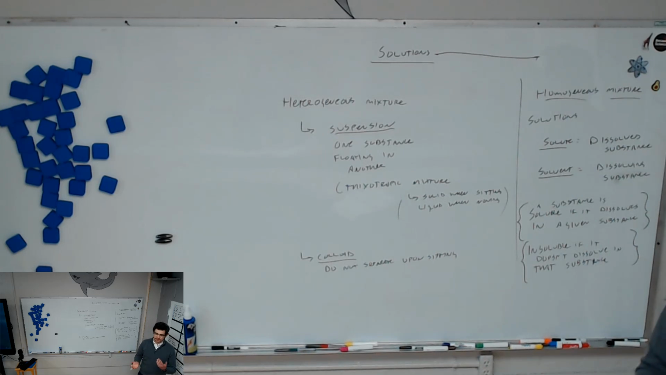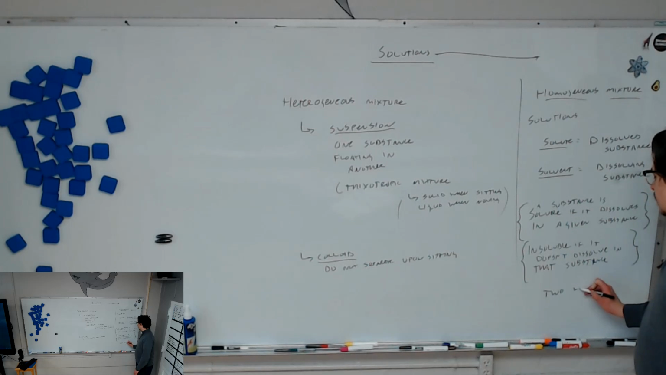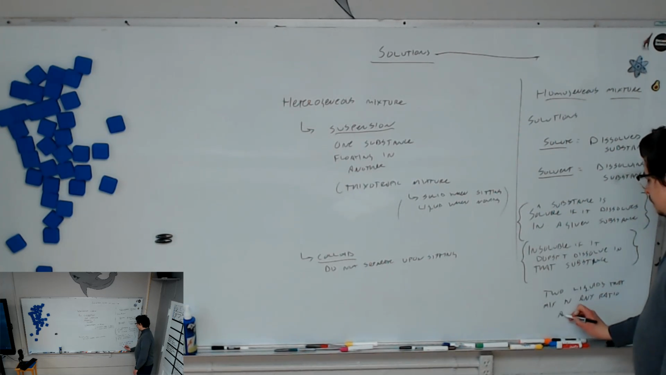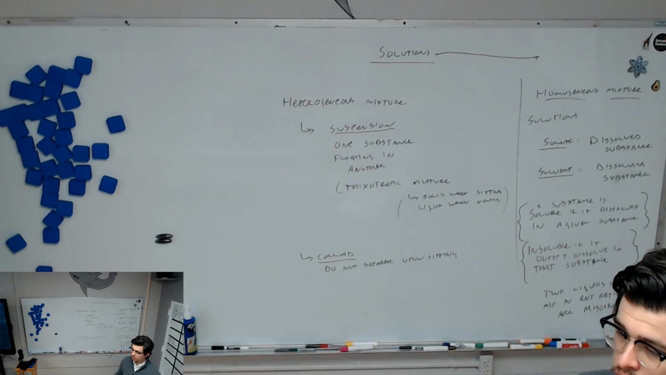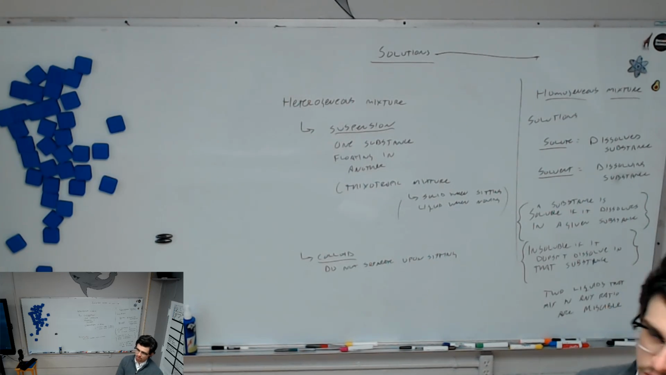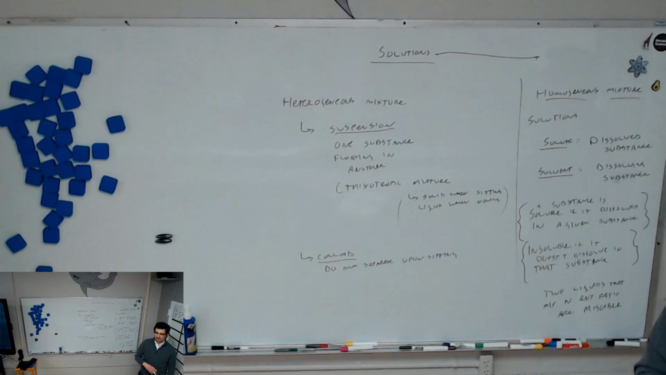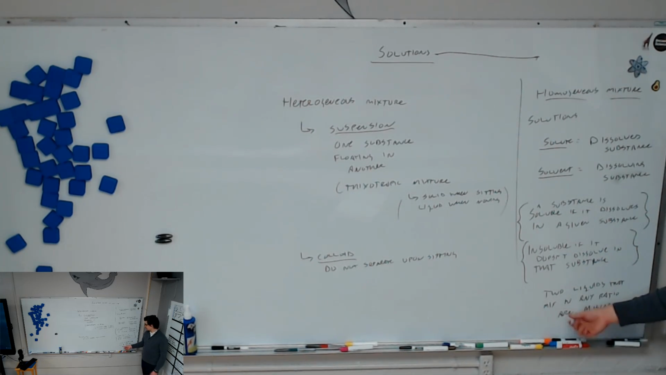But if it's two liquids that mix together, we call that miscible. Two liquids that mix in any ratio are miscible. An example is alcohol and water. We can have a solution that is 90% alcohol and 10% water, or 10% alcohol and 90% water, and anything in between those. We can have a solution that's almost 100% alcohol and almost 0% water, and anything in between, because they're infinitely miscible. They can go in any ratio to one another. That's what miscible means.